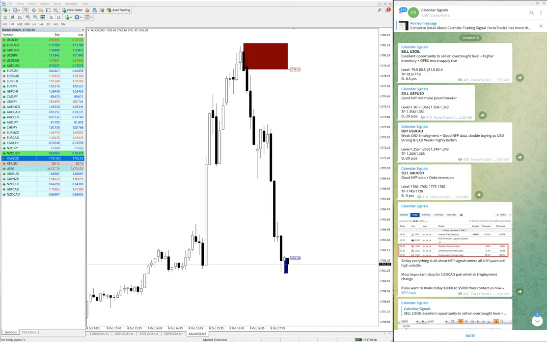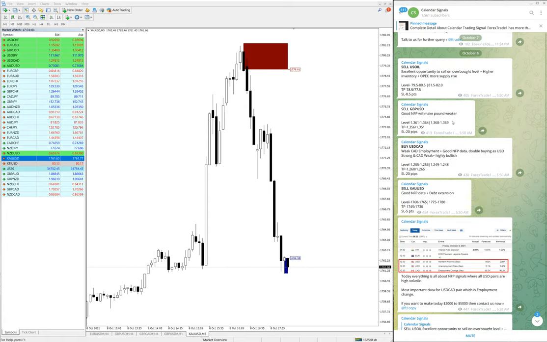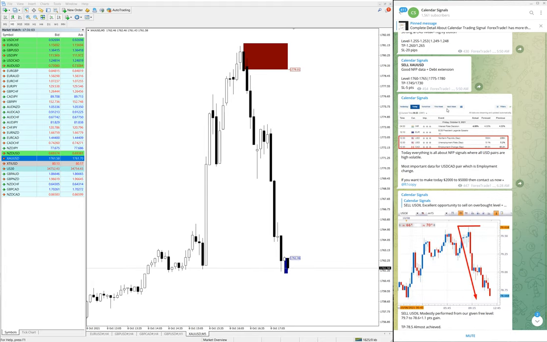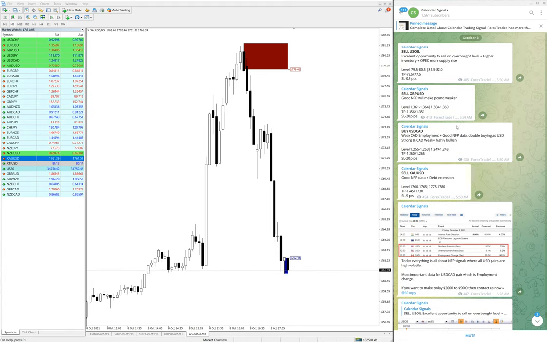Today we are going to show you the performance of our today's calendar signal. We have given four signals today and we will see the performance one by one. This is our free Telegram channel on the right hand side. You can see the date, October 8, which is today's date, and these are all the signals we have given today.